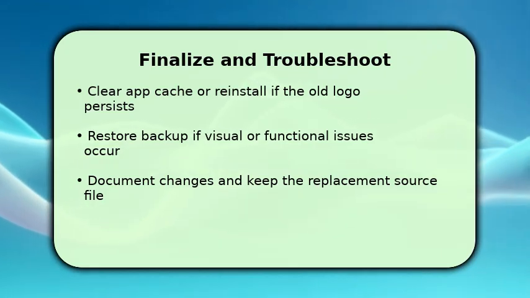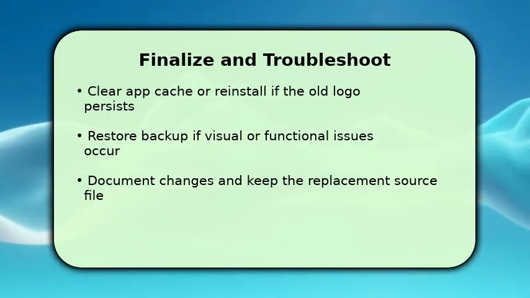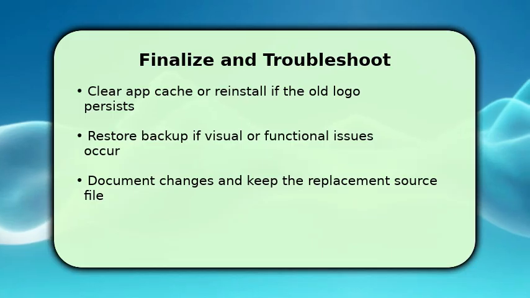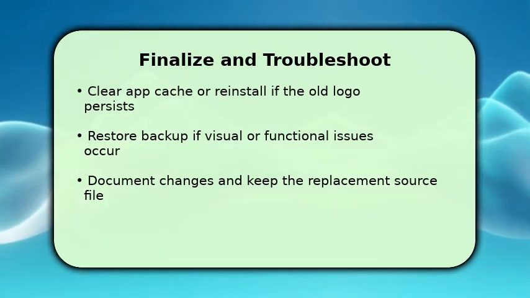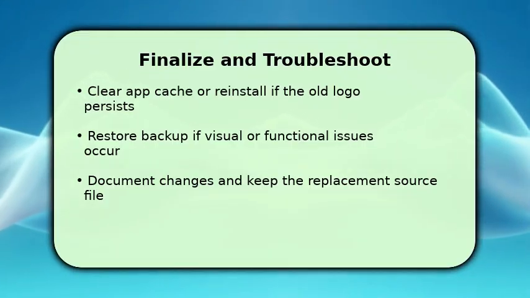Make sure to keep the original backup handy so you can restore it if a problem arises. Document the file name, dimensions, and source file location for future updates. If any unexpected visual glitches appear, revert to the backup and re-edit the replacement image before retrying the swap.